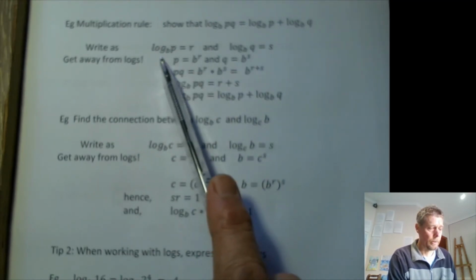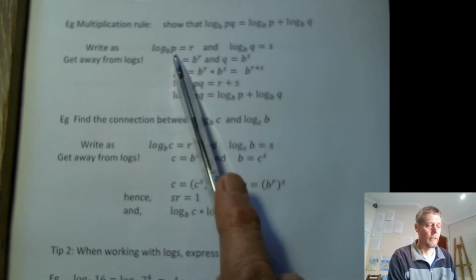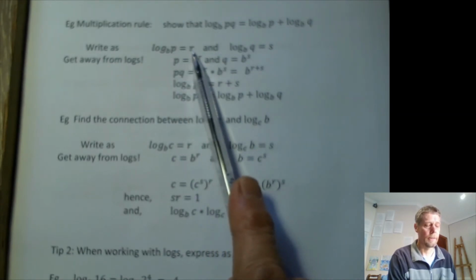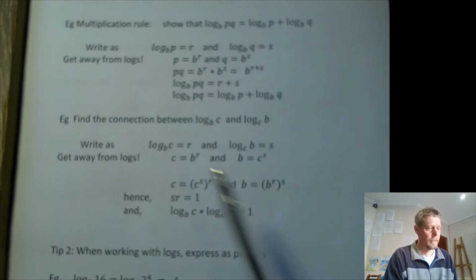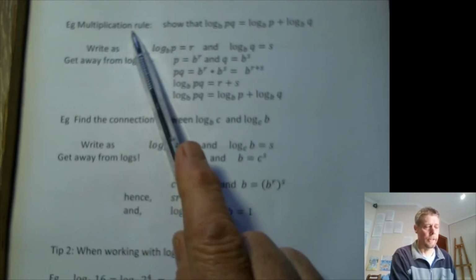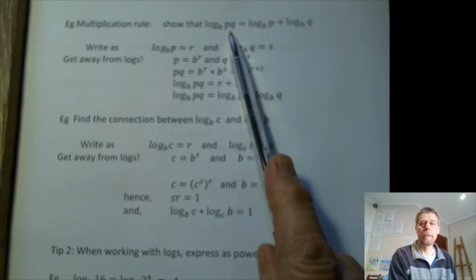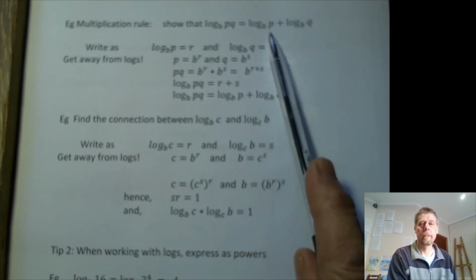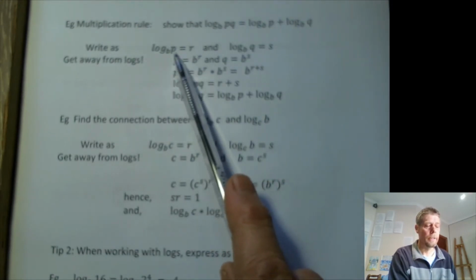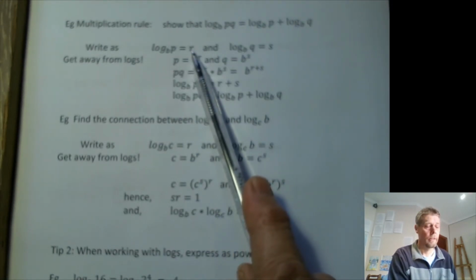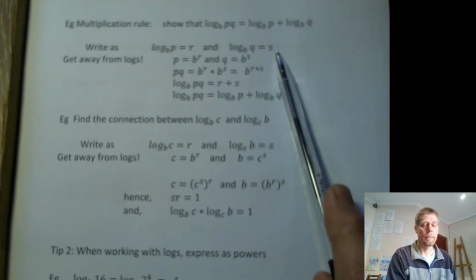So we write it as log of p equals some arbitrary number r, and log of q equals a number s. Let's look at the multiplication rule now. We want to show that log of pq equals log of p plus the log of q. We write this as log of p equals some number r and log of q equals some number s.